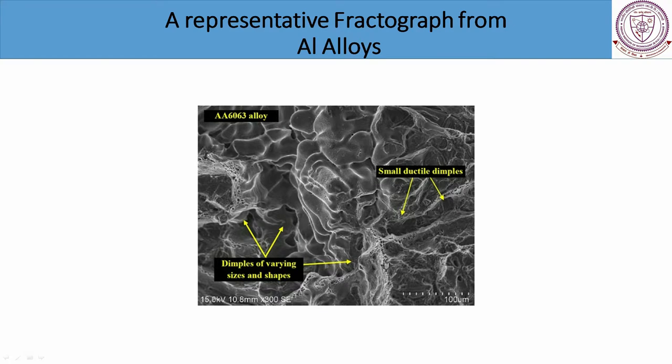See, there are smaller dimples like this. You are able to see it. Dimples of varying shape and size you will be able to see. This is the characteristic of any metallic material. Perhaps this is from aluminum alloys.